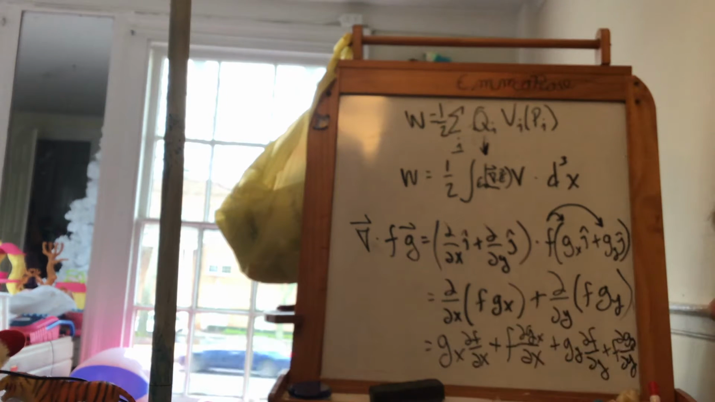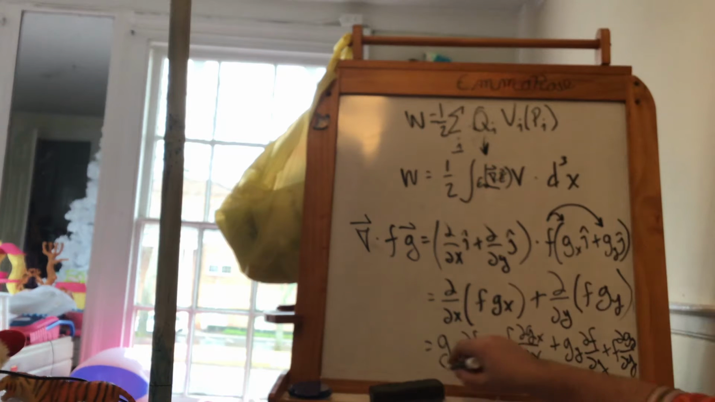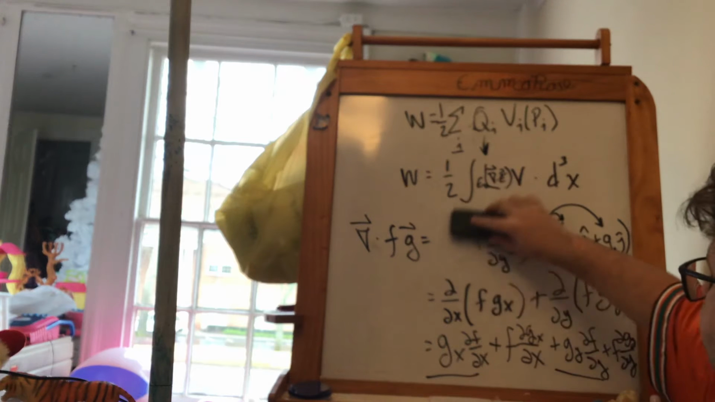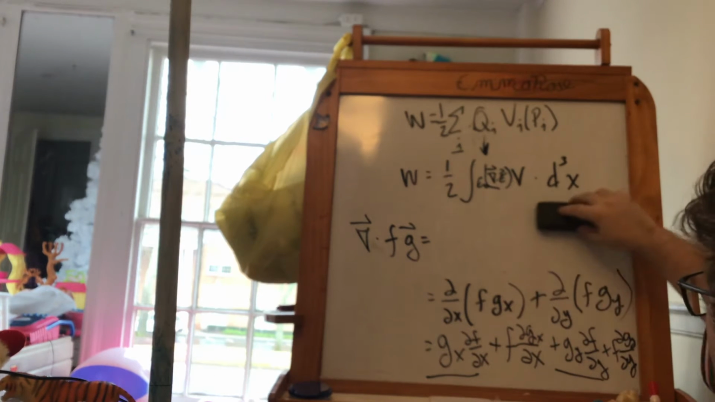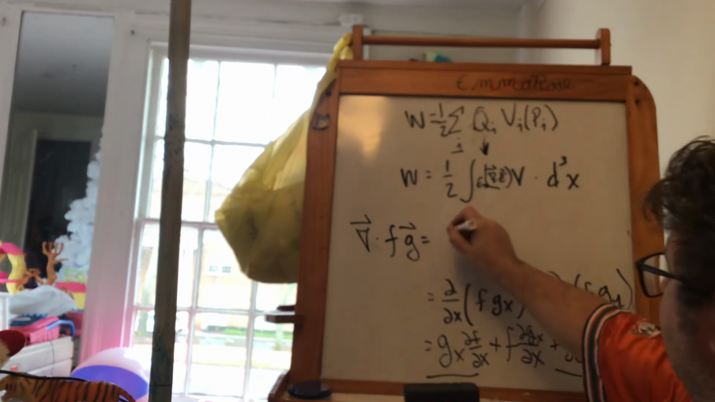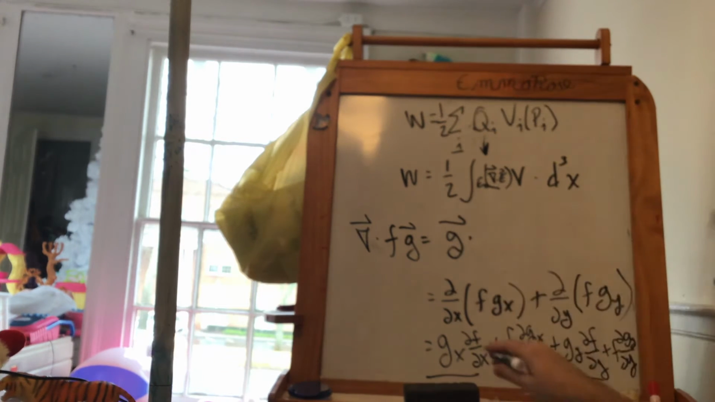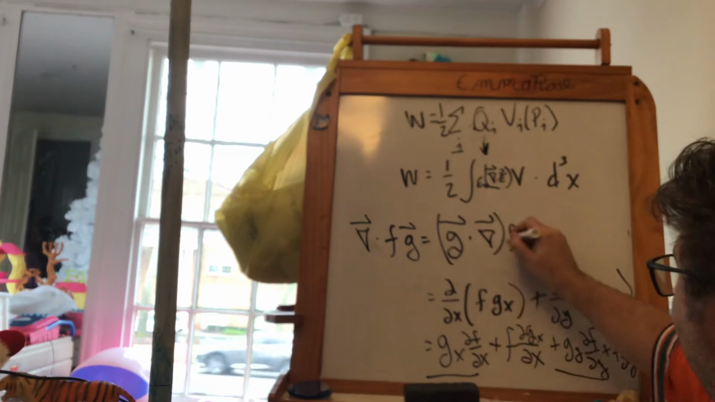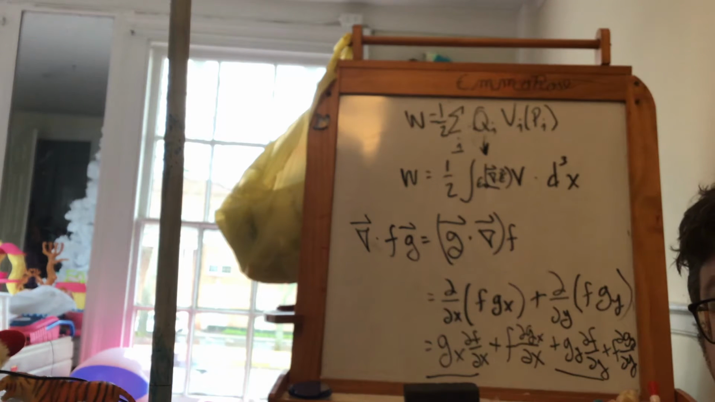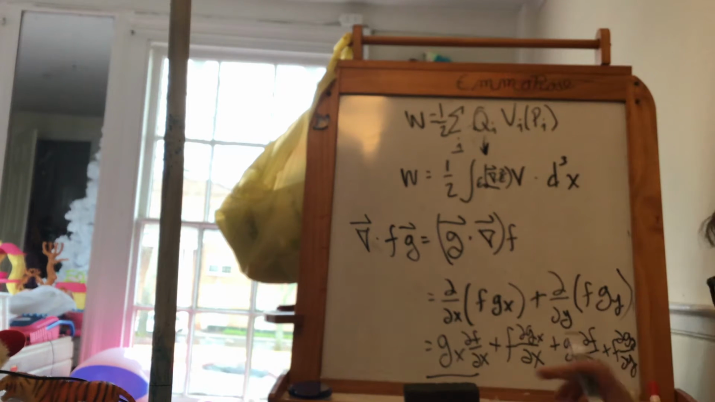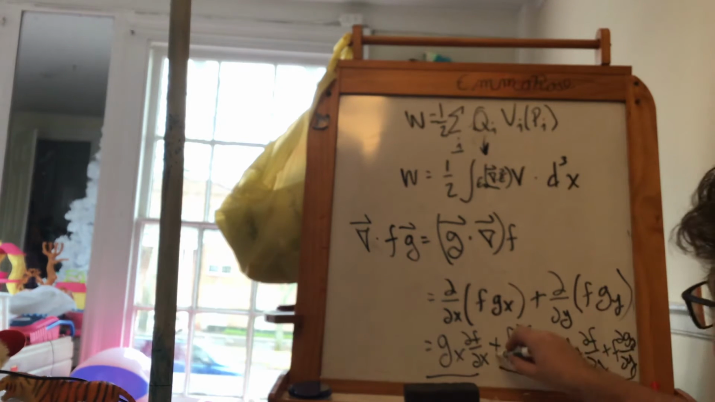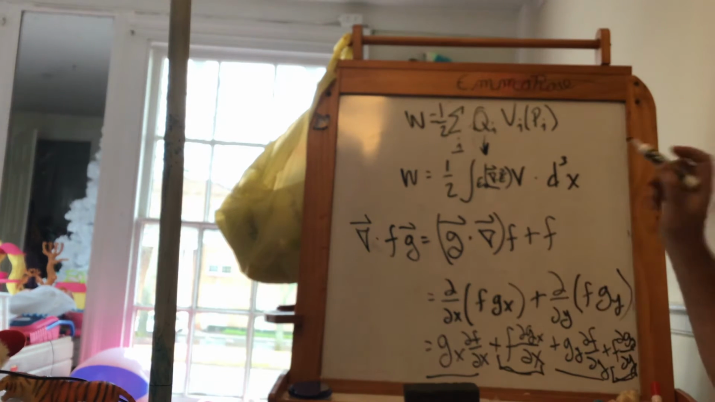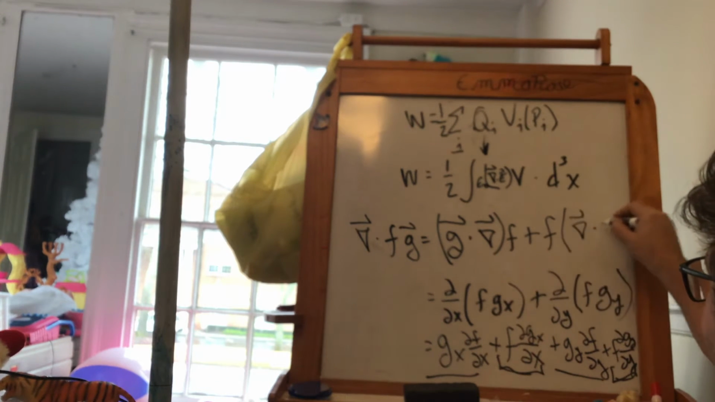So this thing becomes four terms. Now if I look at it and I group this term and this term together, that's going to look a lot like G dotted into the del acting on f. And if I look at these terms, that's going to look a lot like f times the divergence of G.